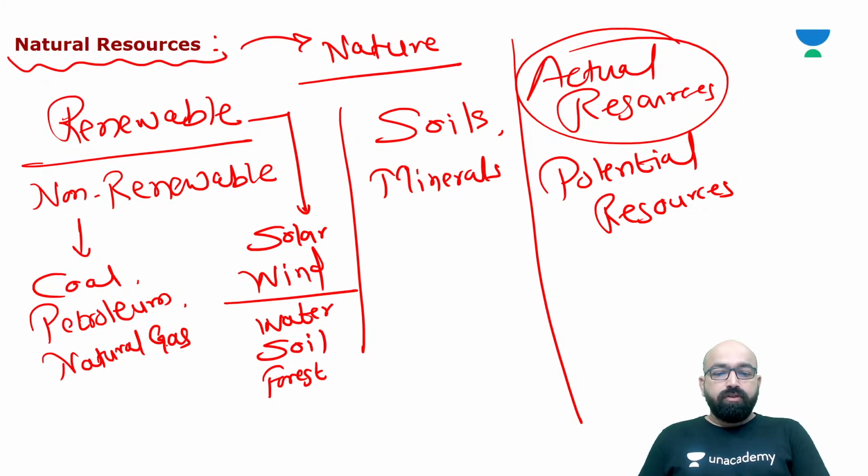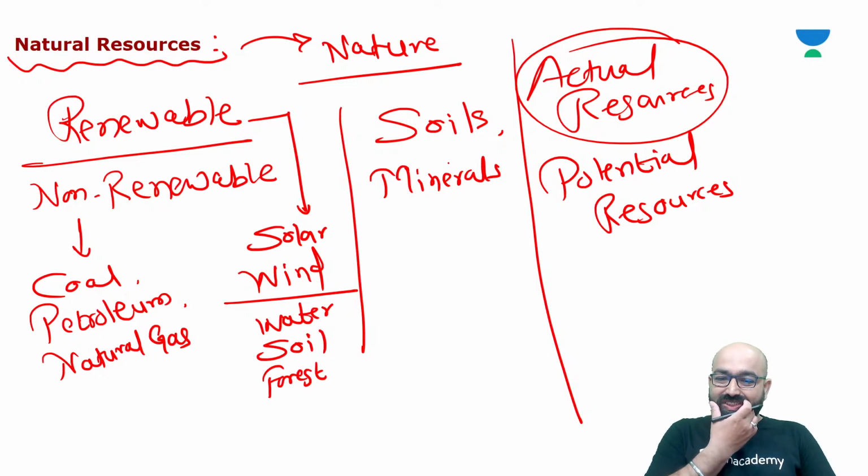Now, friends, on the basis of distribution, resources can be ubiquitous or localized. The resources which are found everywhere, like the air, are known as ubiquitous, and those which are found only in certain places are localized, like copper and iron.